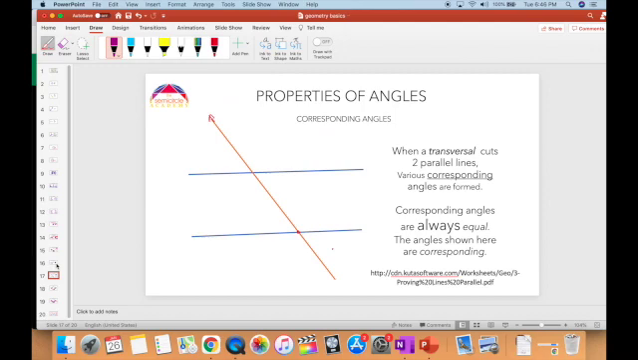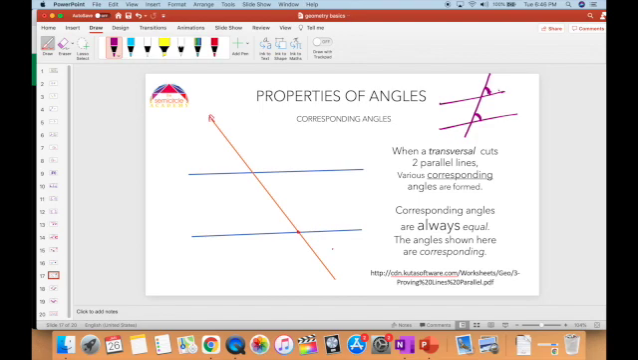Yes? Right. So we have corresponding angles now. Corresponding angles are always equal. And the corresponding angles are just what I showed you before. When you have two parallel lines and a transversal cutting it like that, it's cutting it at this angle, but the lines are parallel, so that means it's cutting it at this angle as well. Everybody agree with this, right?